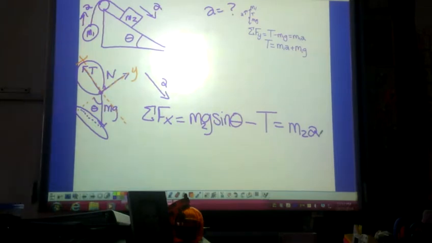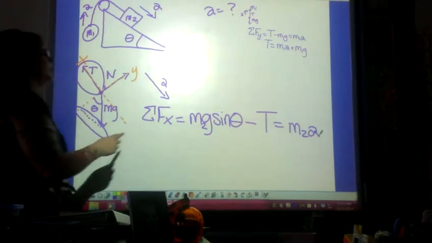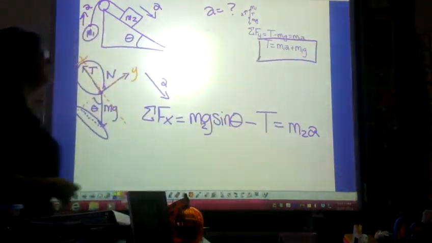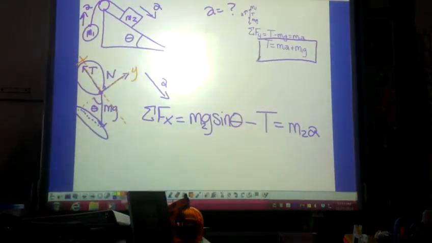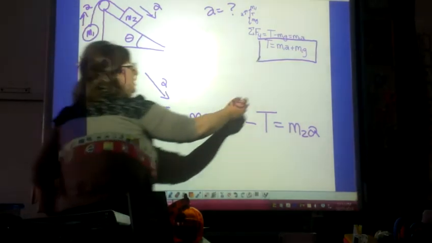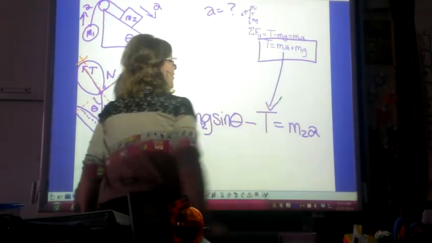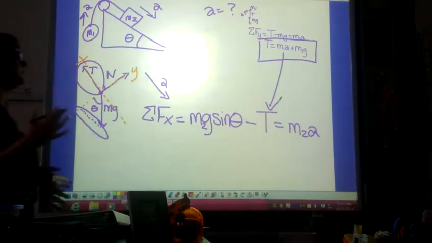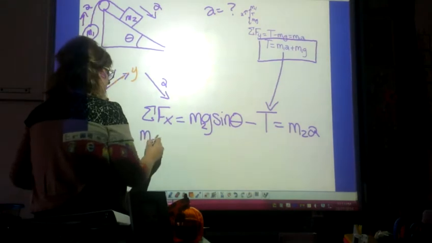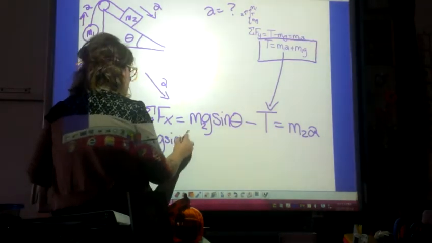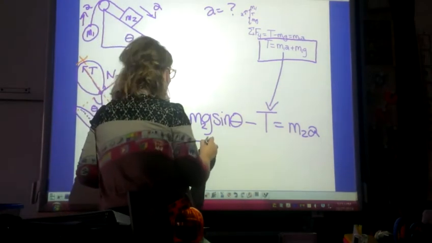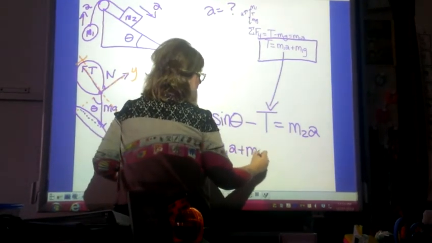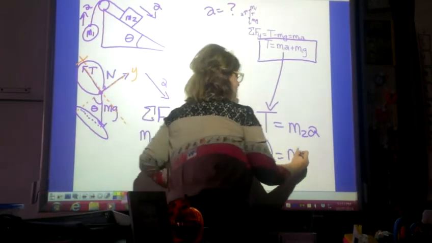So what do I do now? Well, I already know what T is equal to. I found that up here from mass 1. T is equal to m1 a plus m1 g. Let's plug that in here, and then that way I can move everything around and solve for a. So I have m2 g sine theta minus (m1 a plus m1 g) equals m2 a.